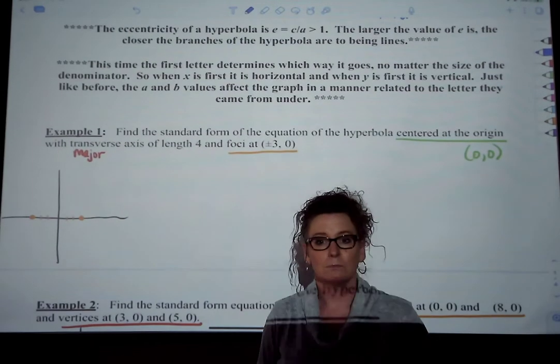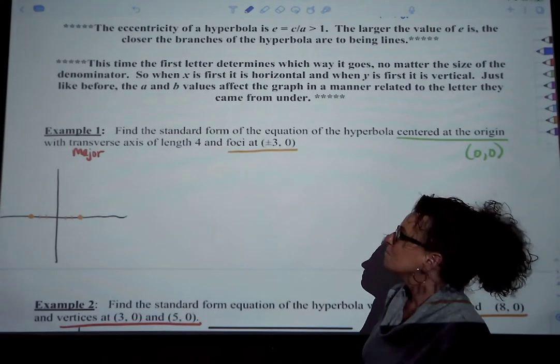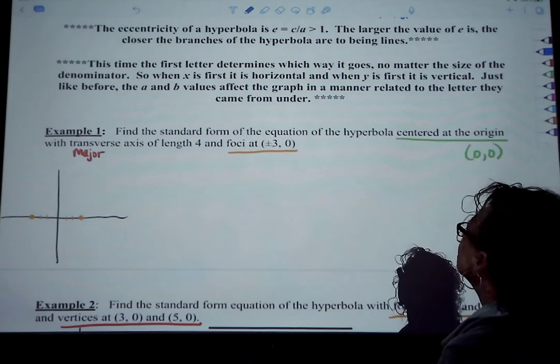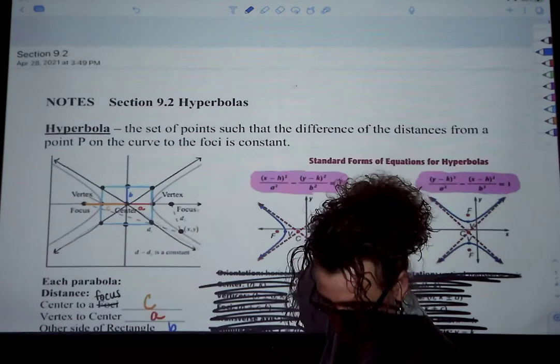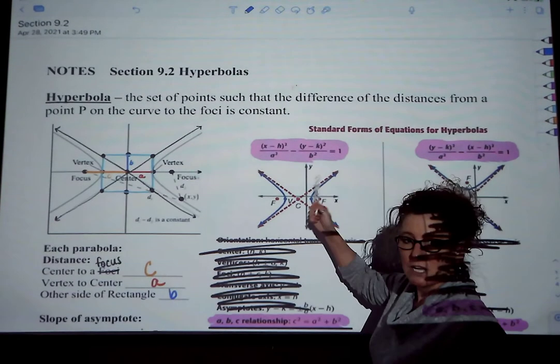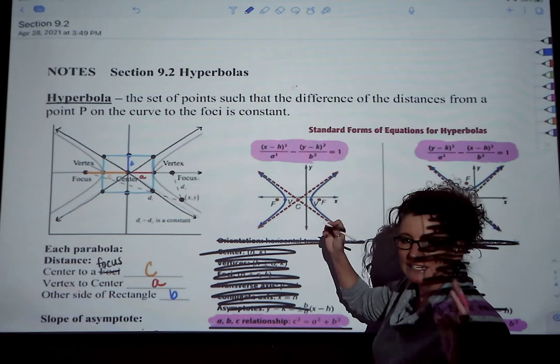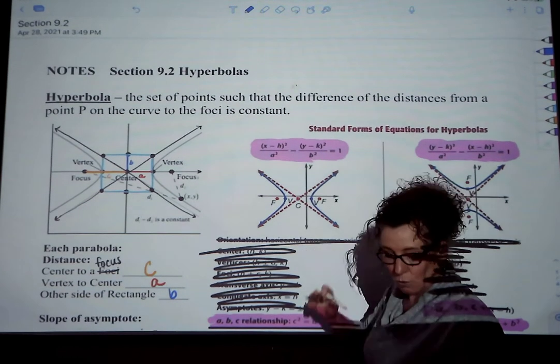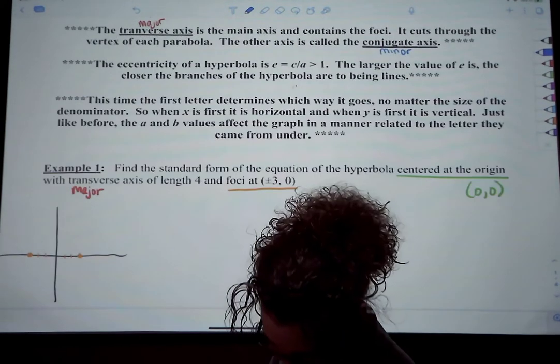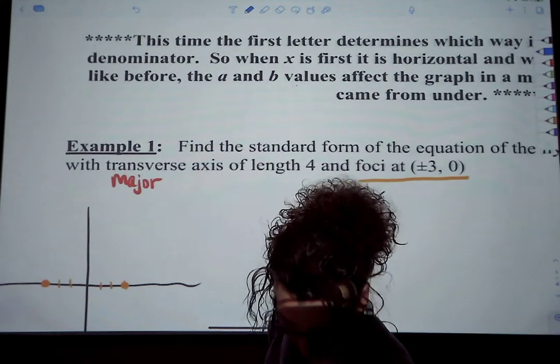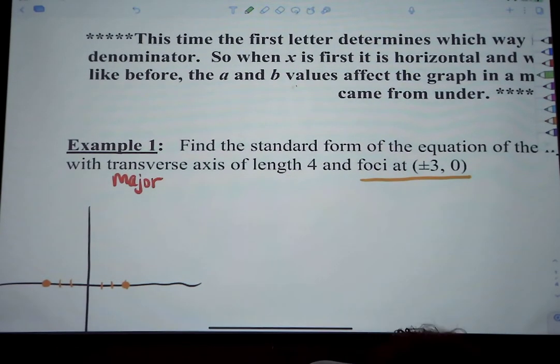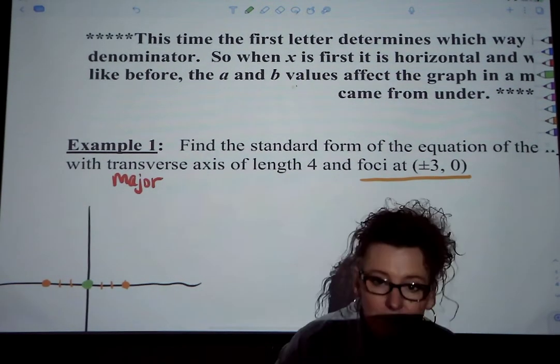All right, let's go. Let's start doing some examples. We're going to do standard form of the equation of the hyperbola. I need one of these two pink forms. Not sure which one yet because I have no idea how this hyperbola is oriented. Let's find out. Centered at the origin. Okay. Check.